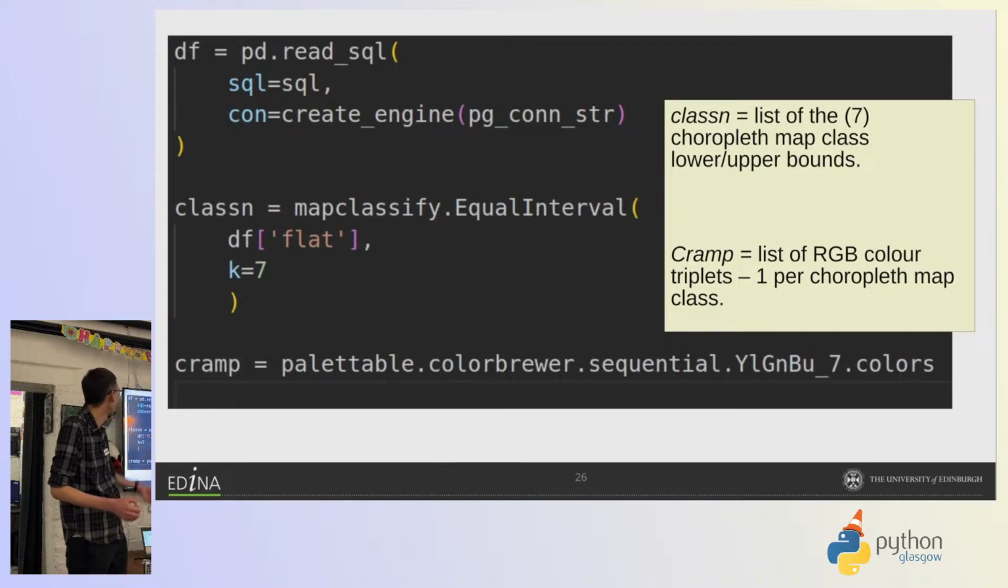So again, some simple Python code where we're loading from a SQL database into a data frame. We're applying a mapclassify operation. We're classifying the column, and we're telling it how many classes to use, so 7. And what we'll get back is a list of the lower and upper bounds for those class breaks, so 0 to 100, 100 to 200, 200 to 300, 300 to 400, 7 times, with 7 colors in a sequence from yellow, green to blue.